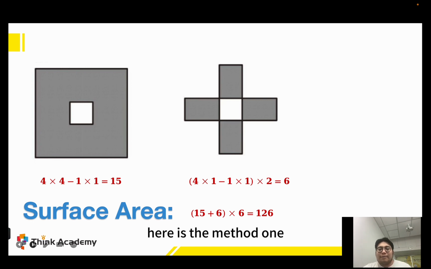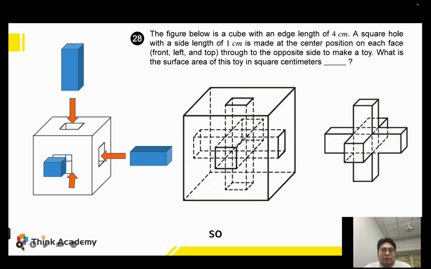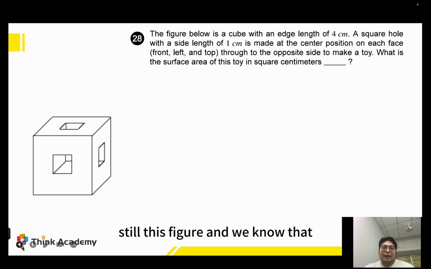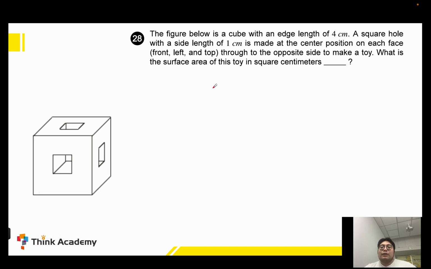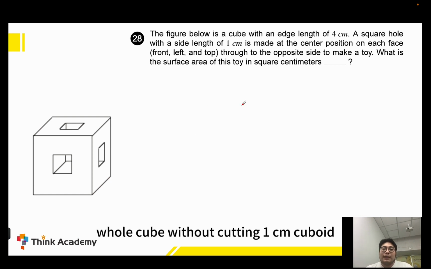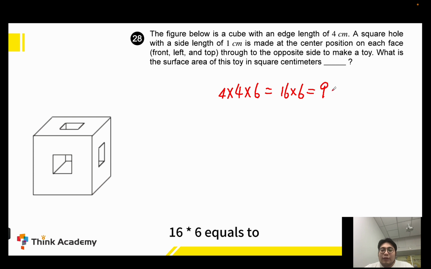Okay, here is method 1. Now let's look at another method. Still this figure, and we know that if we consider the whole cube without cutting the 1 centimeter cuboids, the area should be 4 times 4 times 6, which equals 16 times 6, equals 96.